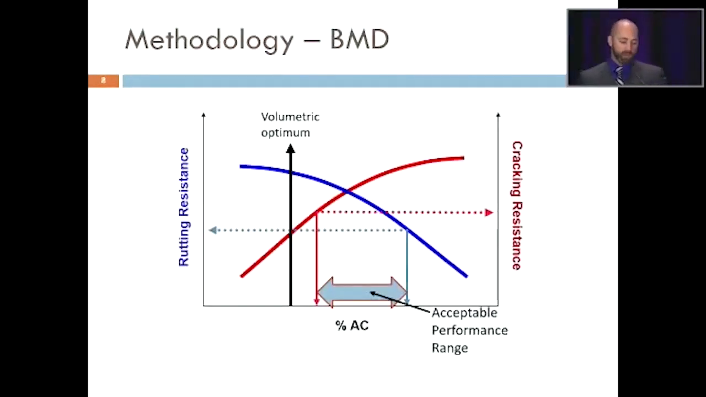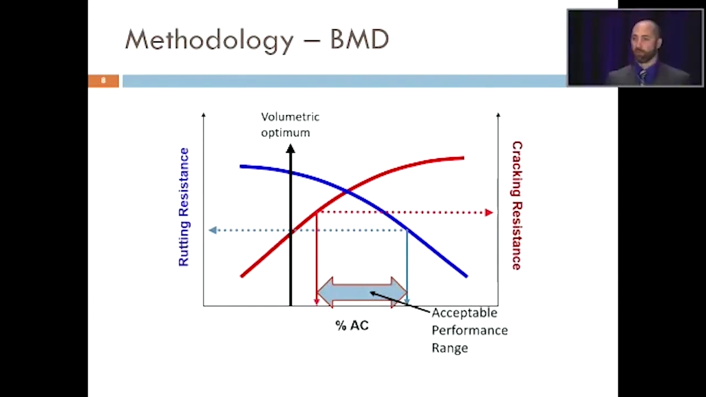So the overall methodology with balanced mix design, yeah, Randy, I plan on taking advantage of your extra time if you don't mind. The balanced mix design methodology, most people are fully aware of what it is. You pick a couple key criteria, something that's a concern in your state. So in most cases, we're balancing rutting and cracking. As you increase or decrease the asphalt content, you're going to have a change in the performance of that cracking. Increase the asphalt content, you're going to have more of a risk of rutting.